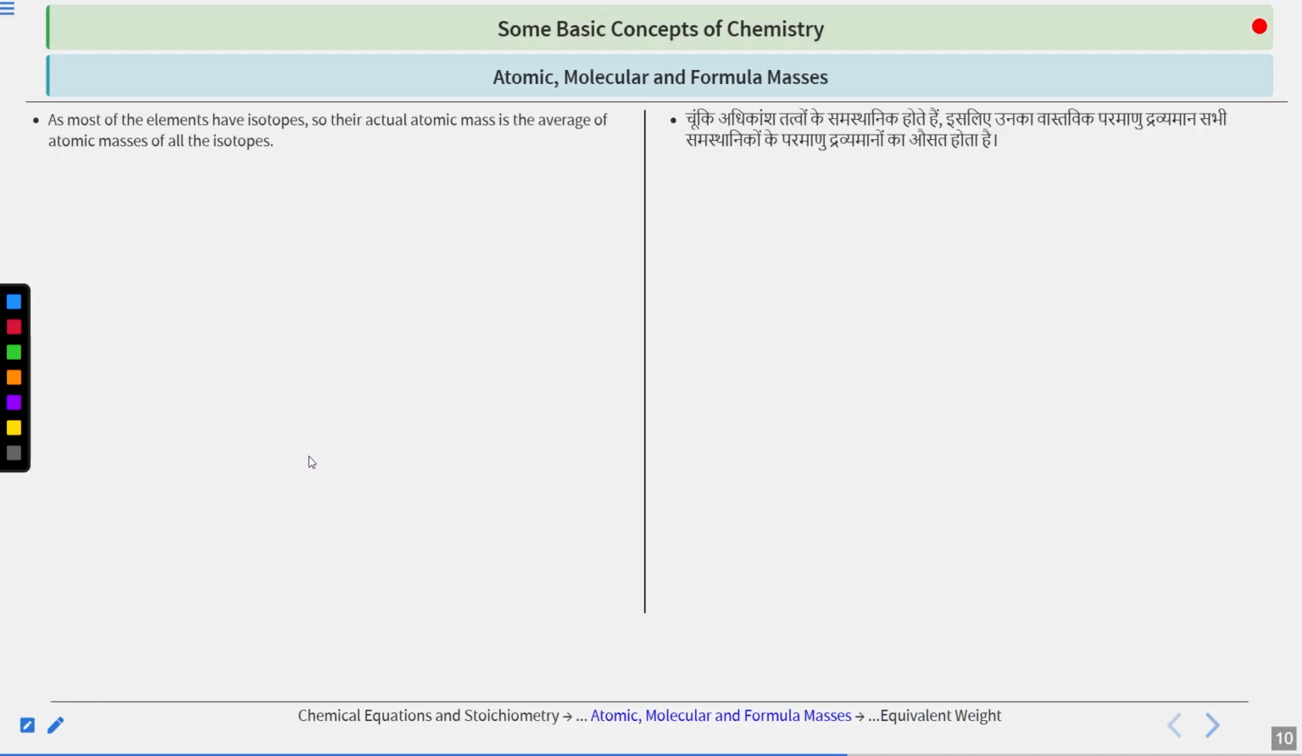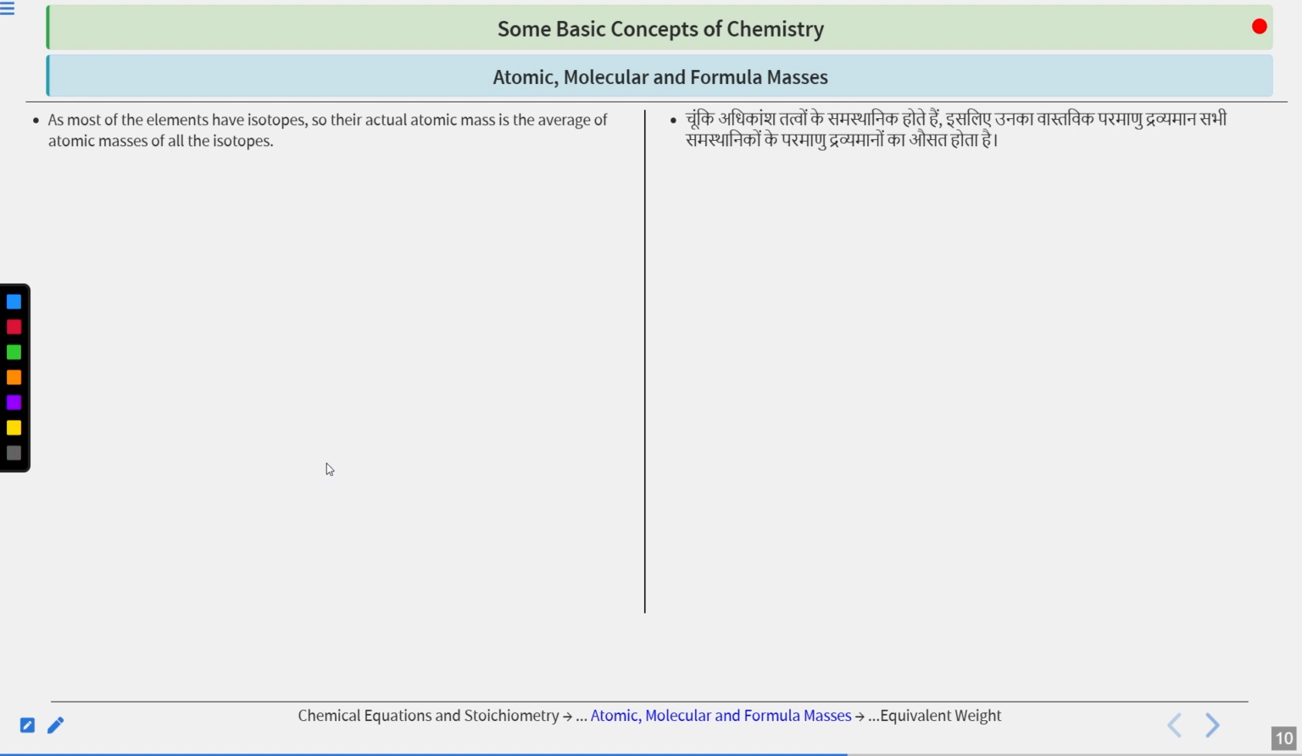Next, as most of the elements have isotopes, the actual atomic mass is the average atomic mass of all the isotopes. So what does this mean? If you look at hydrogen, it has 3 isotopes. If you look at chlorine, it has 2 isotopes. So if you take their actual atomic mass, what will it be?